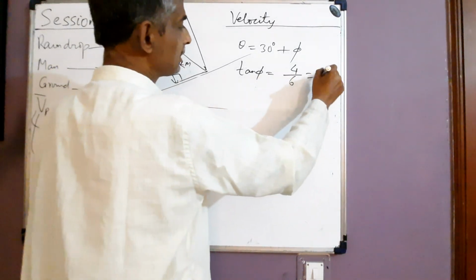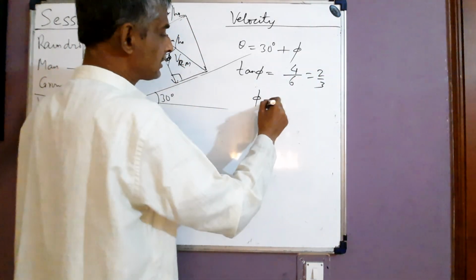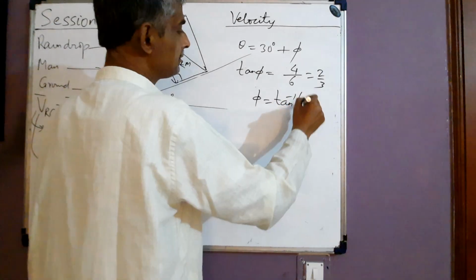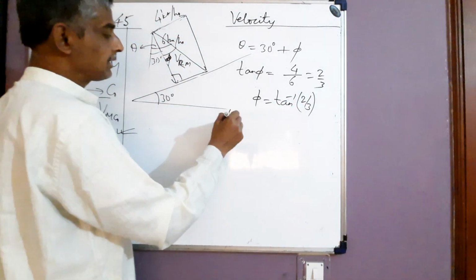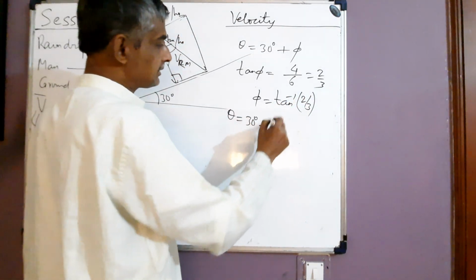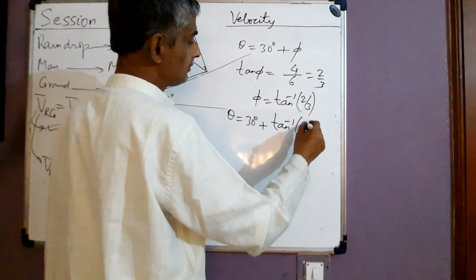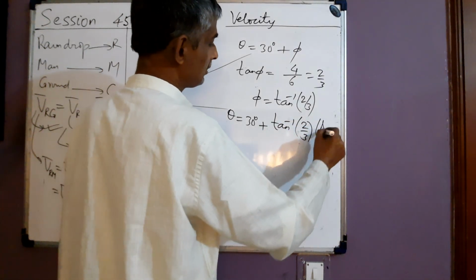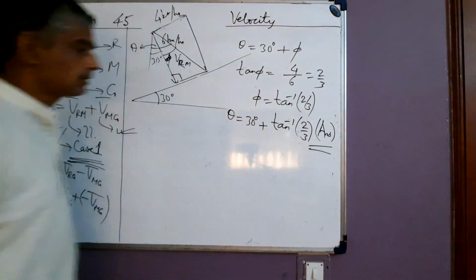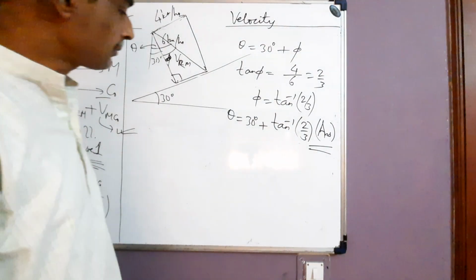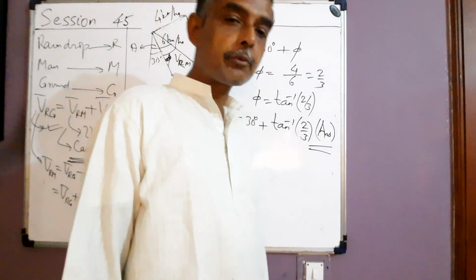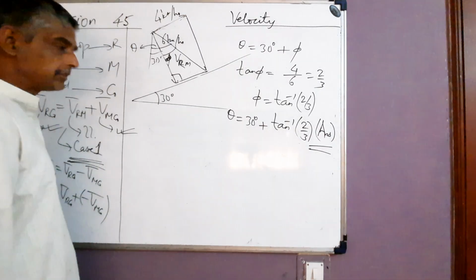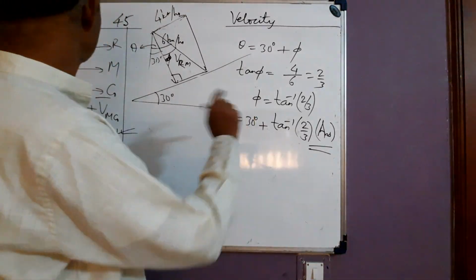So 4 by 6 becomes 2 by 3. So phi becomes tan inverse 2 by 3. So theta becomes 30 degree plus tan inverse 2 by 3. Therefore it is the required answer. Alright. So theta is equal to 30 degree plus tan inverse 2 by 3. That is therefore the required answer. Alright. This is the answer to the first part of this question.